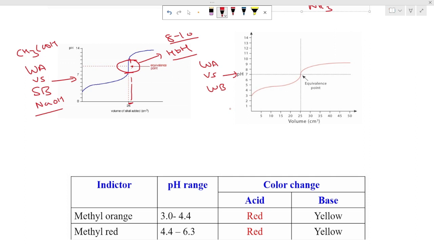So any indicator which can change color in the pH range in this region can be used for this titration. And if we are making use of methyl orange, say methyl orange will be changing color here and equivalence point is here. So see how much volume change is there. So there will be an error. So methyl orange cannot be used. The pH range of methyl orange is not falling in this steep region of the curve. So methyl orange or methyl red indicator cannot be used. Only phenolphthalein indicator can be used for this titration.